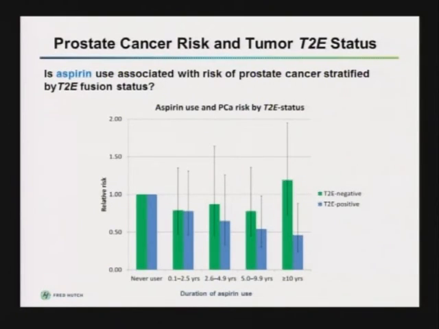So shown on this slide is the relative risk of prostate cancer according to the duration of aspirin use. And what you see in the green bars is that there's no real pattern of risk for the T2E negative patients. However, when we looked at the T2E positive prostate cancer patients, you see this linear decline in the risk of developing T2E fusion positive disease based on increasing duration of regular aspirin use.